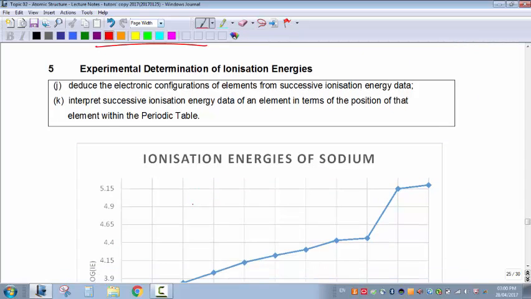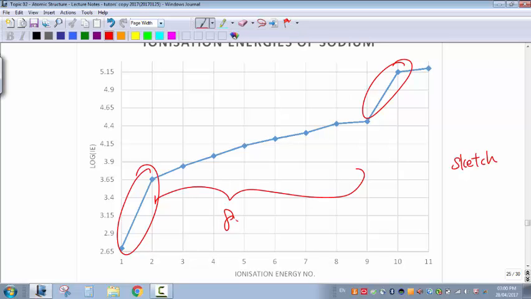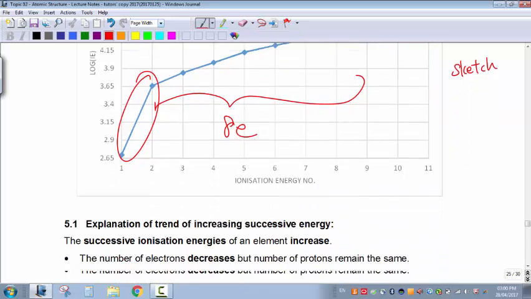Experimental determination of ionization energy. You must be able to sketch the graph like this. Sketch. What do you learn from here? You realize that there's a big jump between the first electron to be removed and the second one. Alright, there's another big jump down here. And you count carefully over here, there are actually how many electrons? 8 electrons. What does all this tell you?